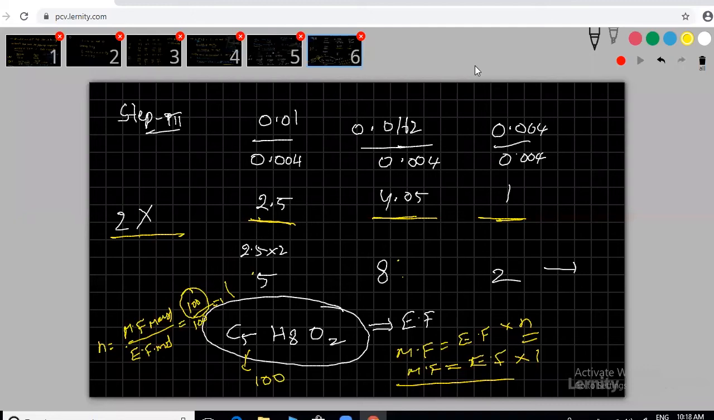We'll get the third step. After that, again you check whether it is an integer or not. If it is not an integer, then again we have to multiply with a suitable number. N means number of moles. Once we close this question, I am going to start the mole concept.